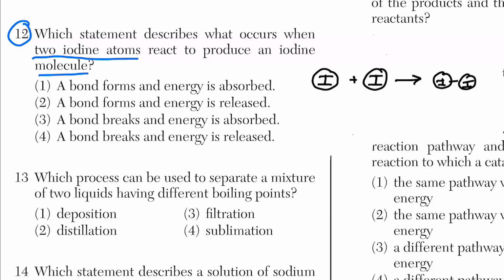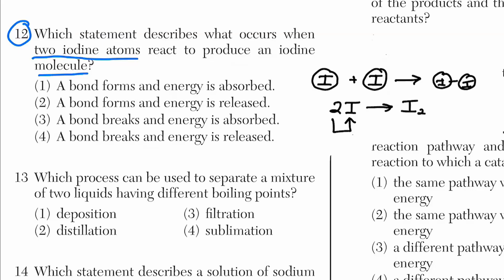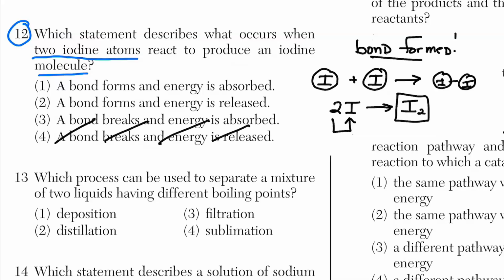Forgive me for the bad art. But we did what? A bond was formed, right? These were free atoms and they were bonded. So two I's became I2. Two of the individual iodine atoms are now bonded into one particle. That's an I2. So a bond was formed, a chemical bond. So that needs to be understood. So a bond forms. That's why we can get rid of 3 and 4. A bond is not breaking. We're putting atoms together into a diatomic molecule.